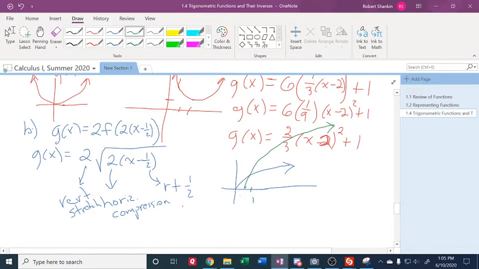All right. Now, when you did this, though, we could have also seen that g of x, we could have distributed the square root to the 2 and distributed the square root to the x minus 1/2. So we could also see that this is the same as just having a vertical stretch of 2 times the square root of 2. And the square root of 2 is about 1.4. So it's a vertical stretch of about 2.8. And are there any questions here?